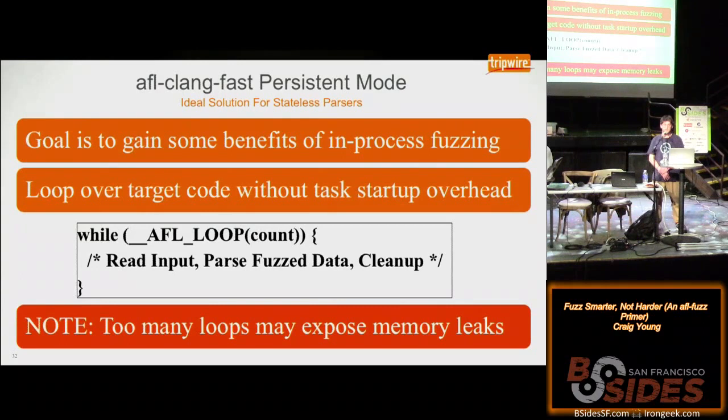So any file descriptor accesses need to be closed, memory needs to be freed, and stuff needs to be put into a pristine state, or you need to be working with something that is truly stateless. And so you can see here the way that this happens is you use the macro AFL loop, and you give that a parameter indicating how many times you want it to go through that loop of code.